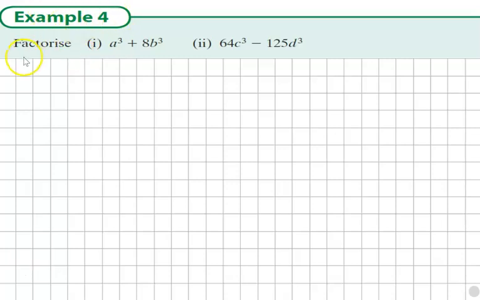Example 4. Factorise. Part 1, a cubed plus 8b cubed. Part 2, 64c cubed minus 125d cubed.